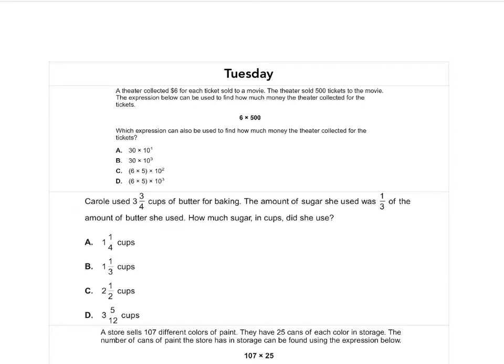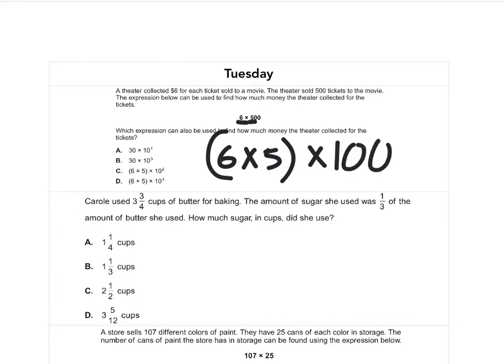Which expression can also be used? Well, the other one could be, we could do 6 times 5, which is 30, and add 2 zeros, right? And the 2 zeros is from 100, or 10 to the power of 2. So the one you want is the letter C, because that one is 6 times 5, which is 30, and then add 2 zeros, which is 10 to the power of 2. The first one is wrong because that would be only 1 zero. The second one is wrong because that would be too many zeros, so C would be the correct one with 2 zeros.